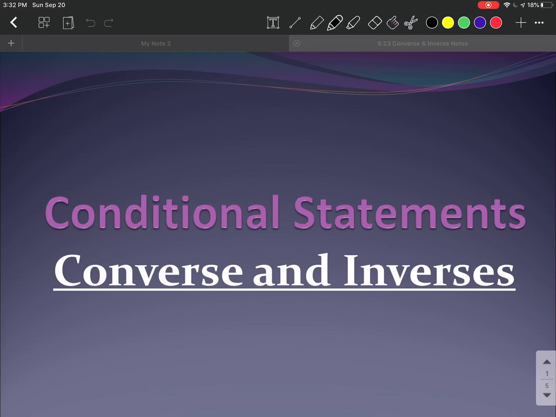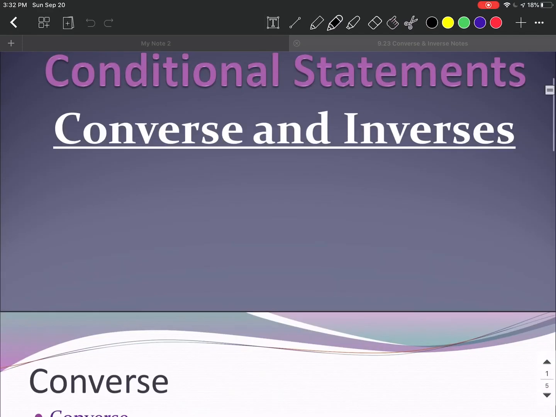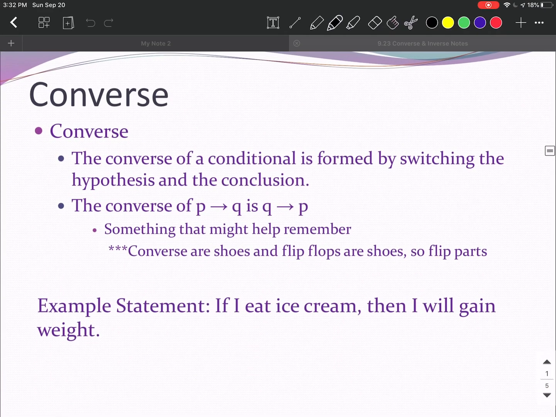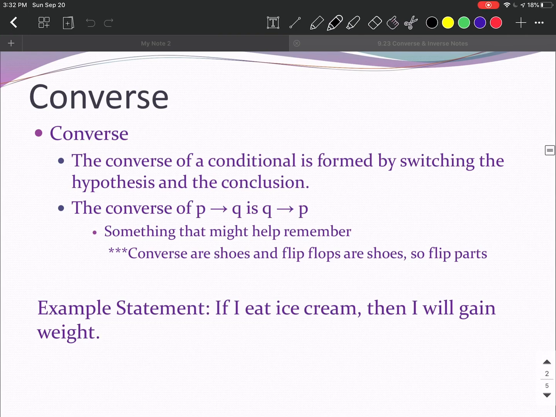Today we're going to go over conditional statements, focusing on converse and inverses. So with converses, the converse of a conditional is formed by switching the hypothesis and the conclusion. So the converse of P then Q is Q then P. So the P is the hypothesis and the conclusion will be Q.